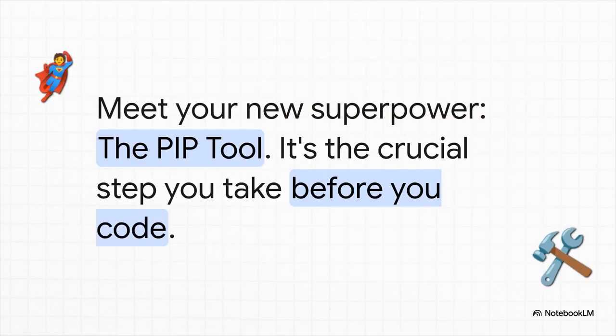Here's the secret. The best programmers take a step back before they even think about writing code. They have a better way. And today, I'm giving you that same tool. Think of it as your new programming superpower. It's called the PIP tool.